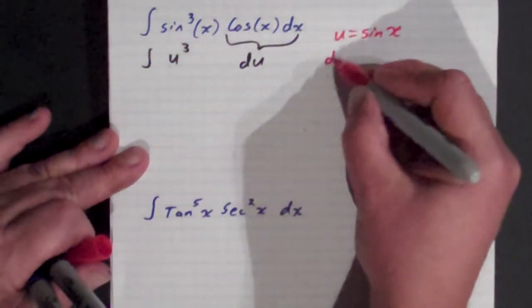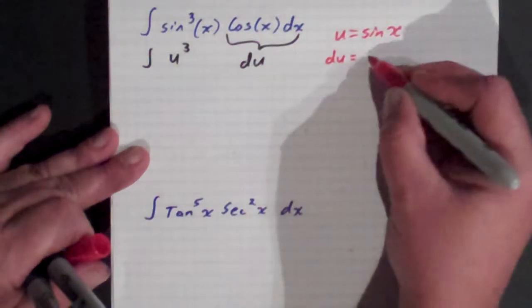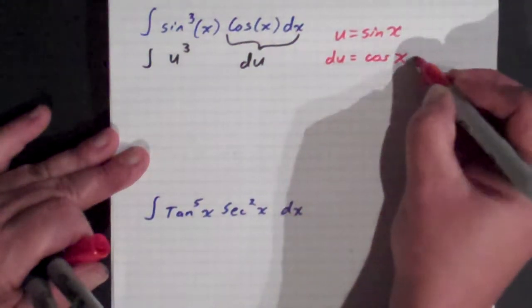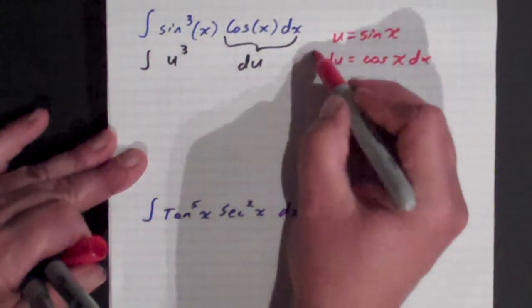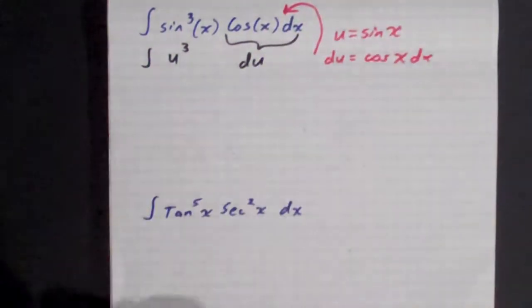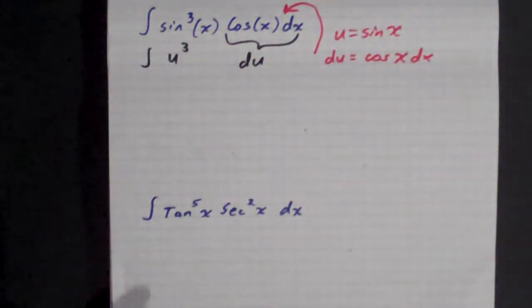Take the derivative of both sides. Du would be the derivative of sine, which is cosine of the same angle times the derivative of the angle. And I believe you have that here. So I have u to the third du.